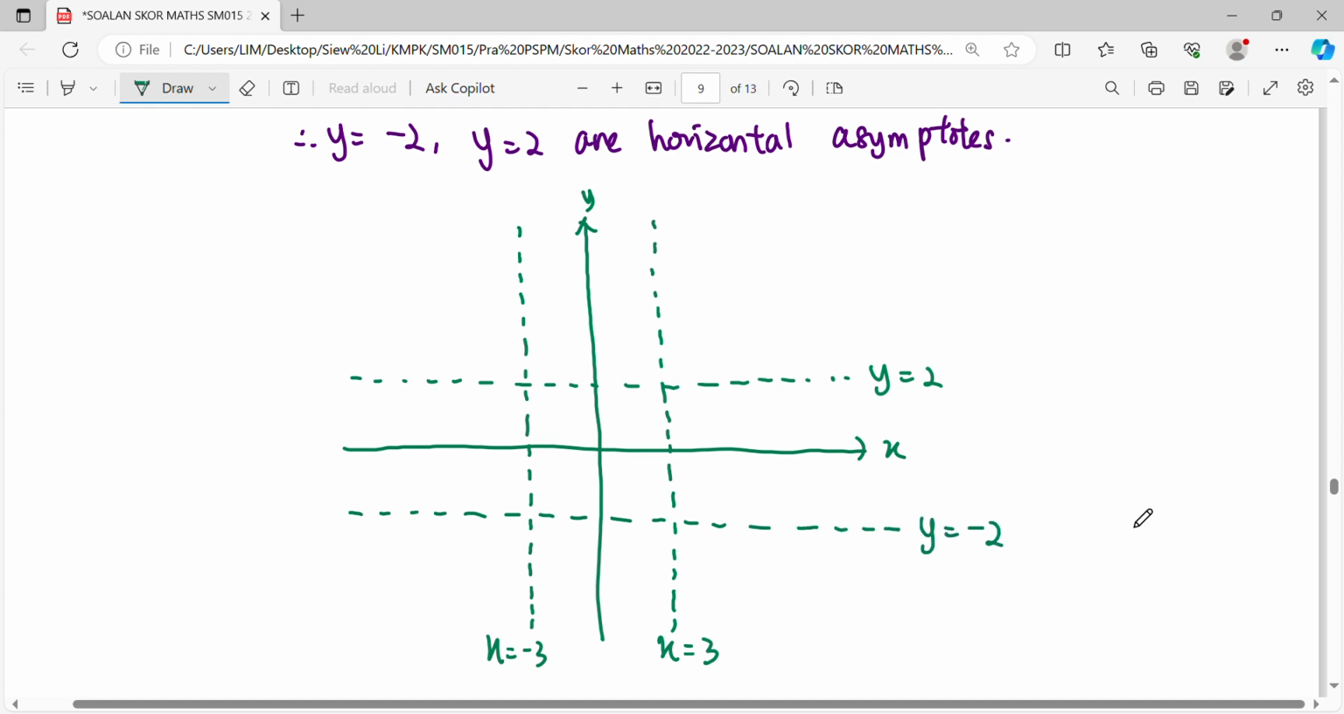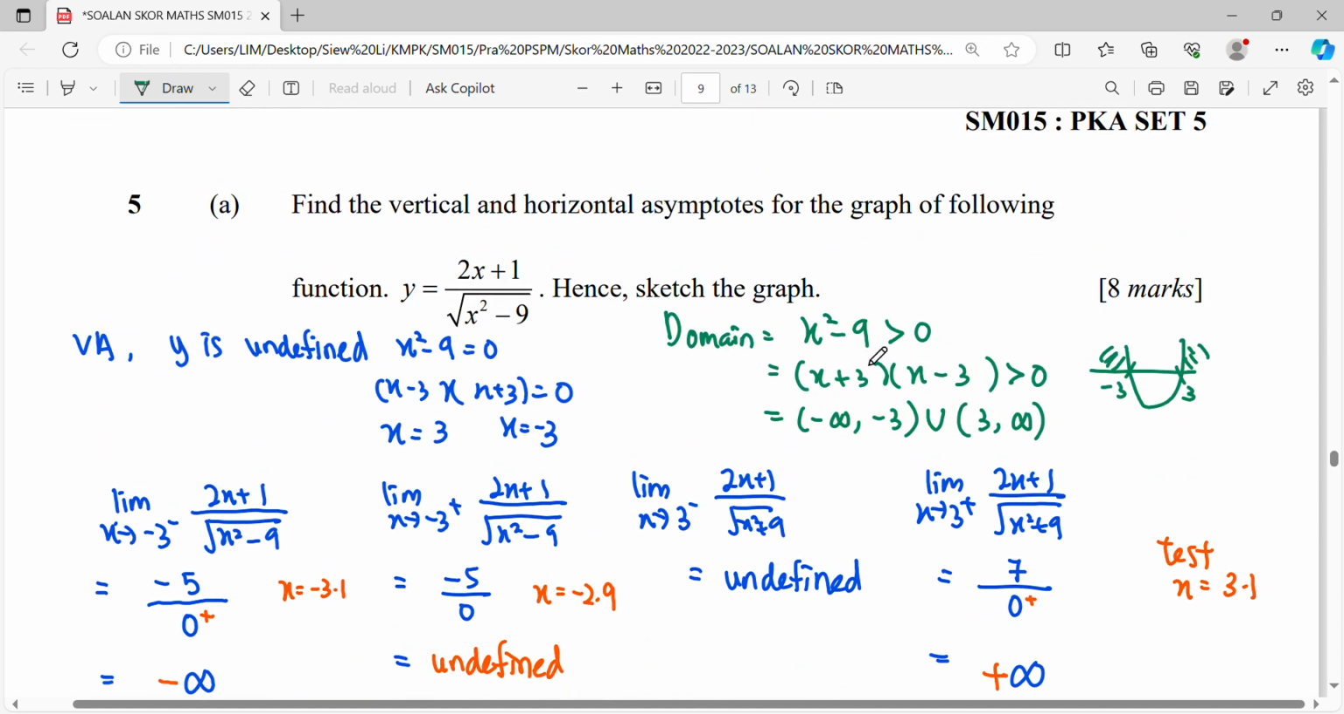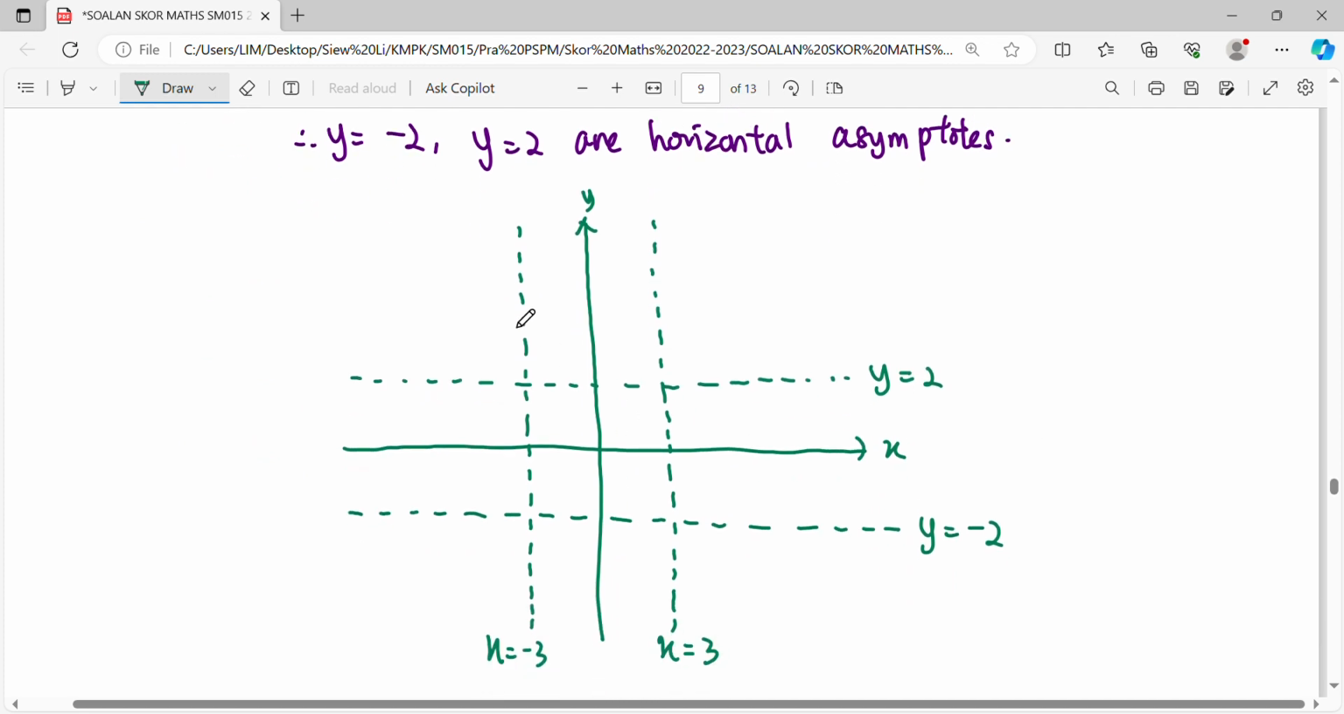So look back to the domain. We understand that the domain is where the function exists, where the graph happens. So our graph only happens less than -3 and more than 3. You have to know that your graph only happens in the region less than -3 and more than 3. In the middle here we won't have any graph because our function doesn't have a domain here.